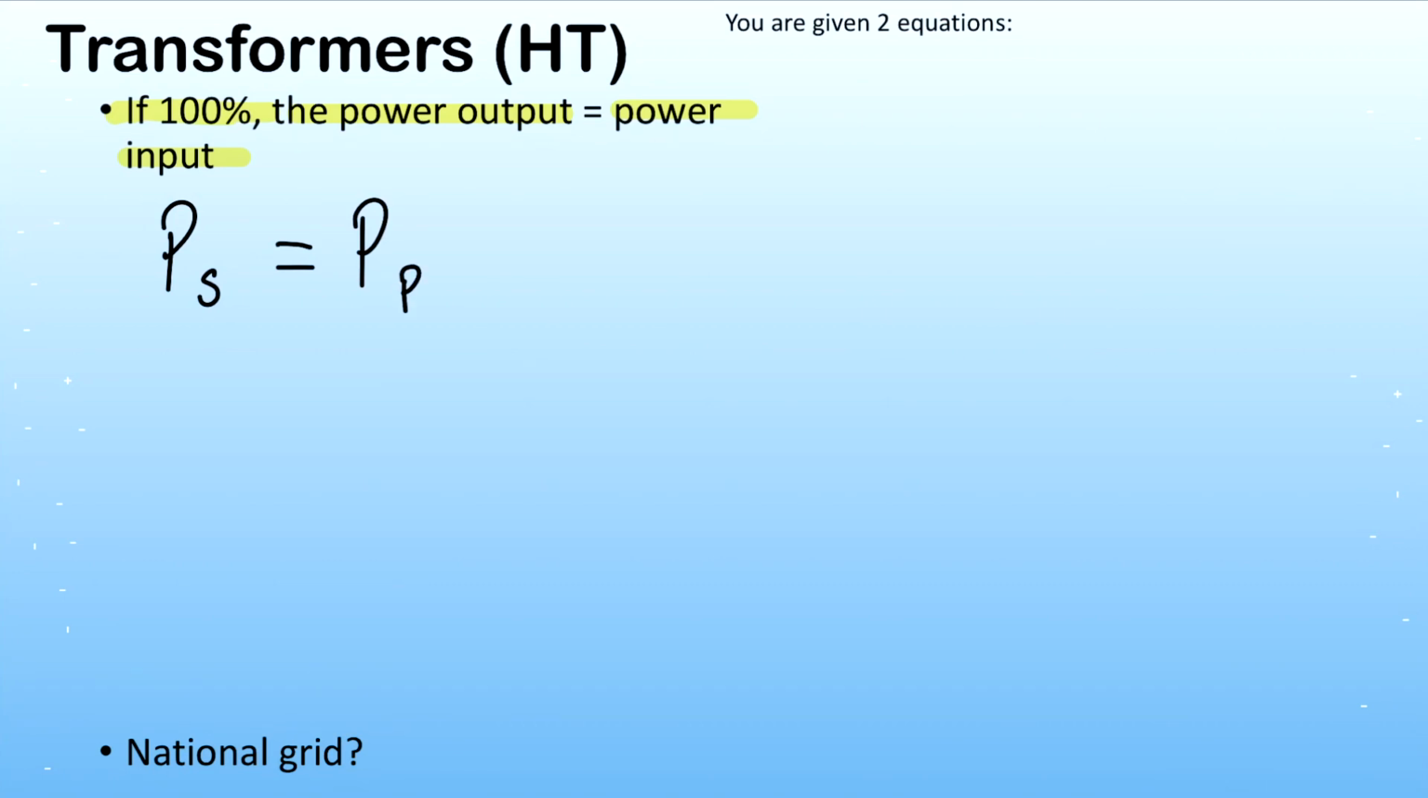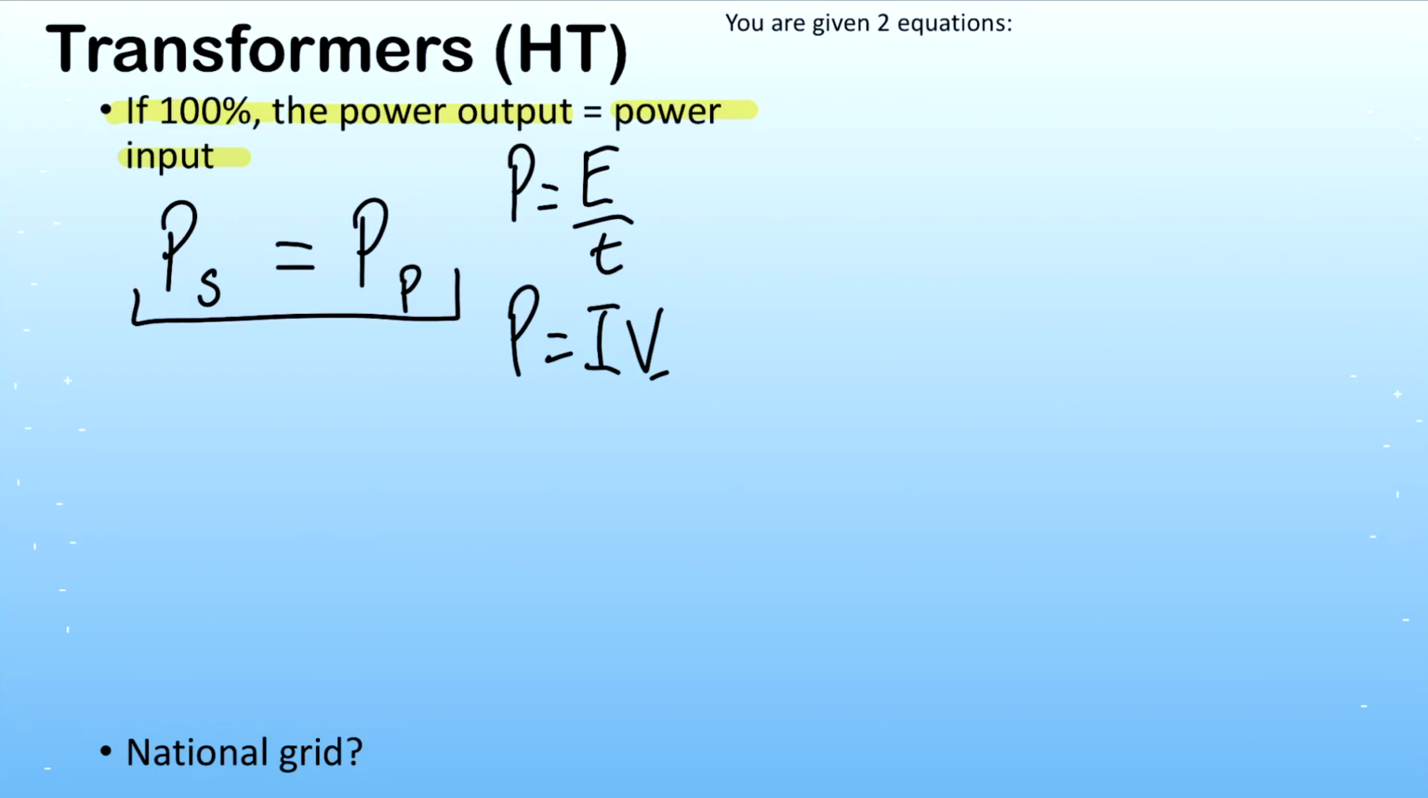Now, in electricity as a topic, you learnt a definition of power. You learnt it as power equals energy divided by time, but you also learnt it as power equals current times by volts, the potential difference. And so if we expand this power rule of being equal on both sides a bit more, we can say that the current for the secondary times the voltage for the secondary is the same as the current for the primary multiplied by the voltage on the primary coil.